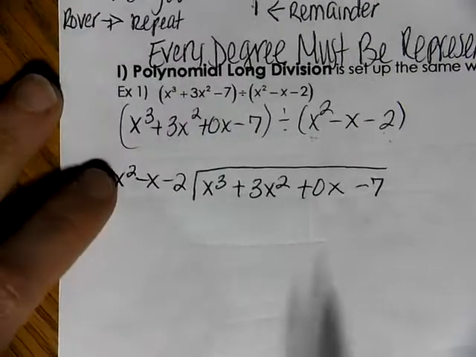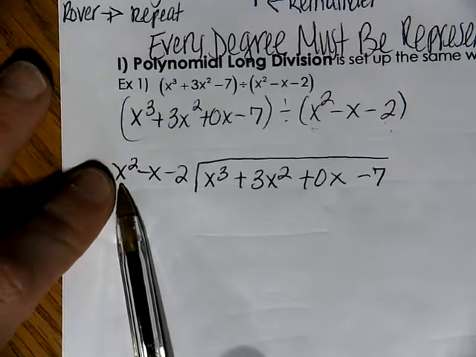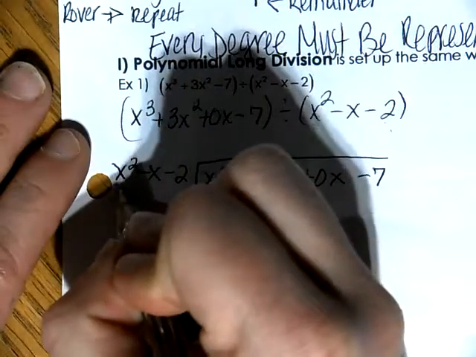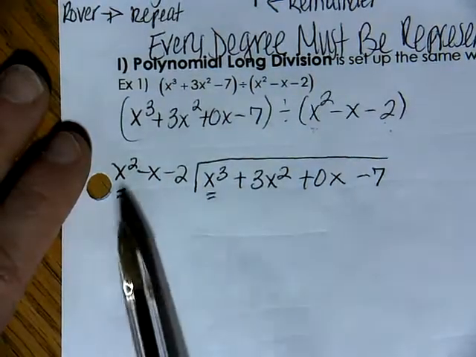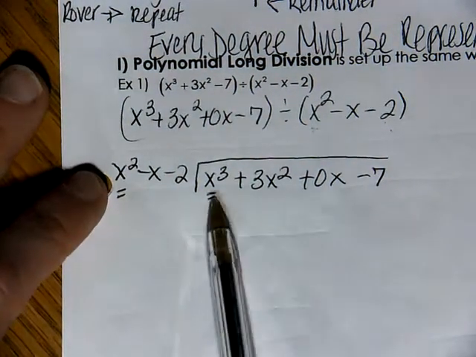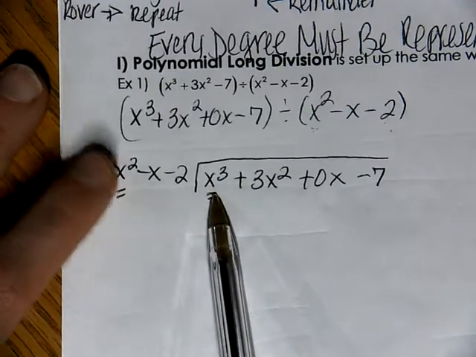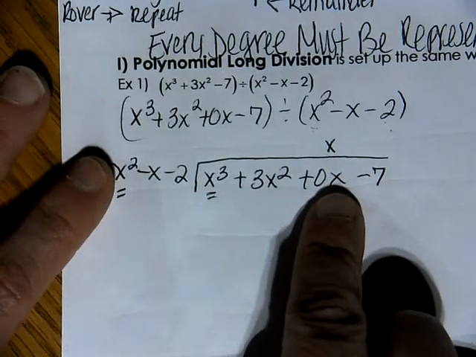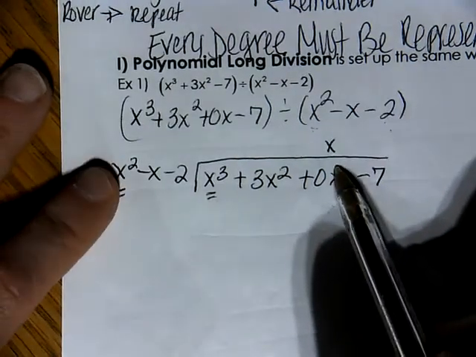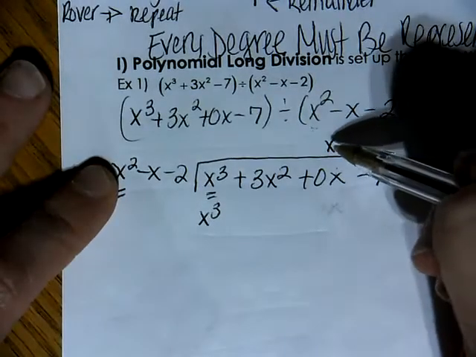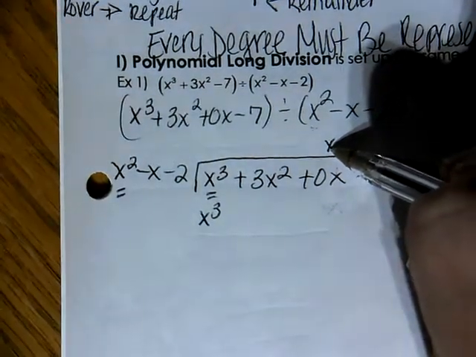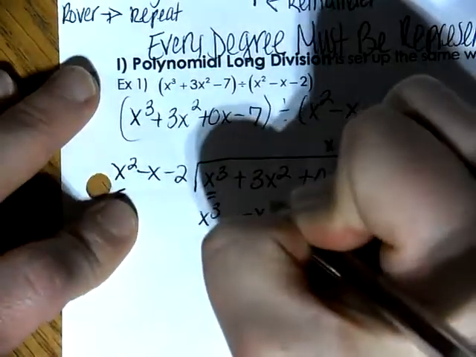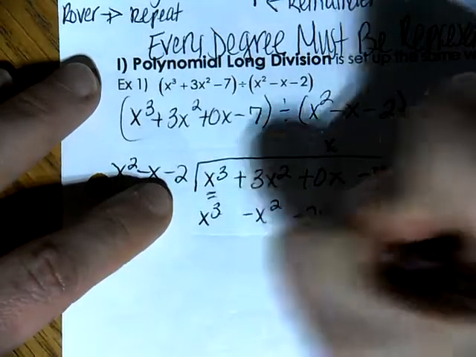So I am going to start with my first term on the outside and my first term on the inside. I am only looking at the very first terms. That's it. And I'm going to ask myself, what times x squared equals x to the third power? So what times x squared equals x cubed? That is x, and I'm going to put x over my x term. Now I'm going to multiply this x by all of the terms in my divisor. So x times x squared is x cubed. x times minus x is minus x squared. And x times negative 2 is minus 2x.